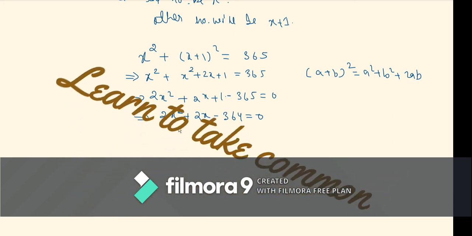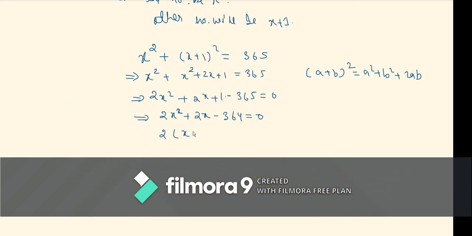Again I'm taking 2 as common, and what is left here? x square plus x, and as you take 2 common from 364, then divide by half, it becomes 182, is equal to 0. Now this is 0, so 0 by 2 is equal to 0, nothing to worry. So x square plus x minus 182 is equal to 0.